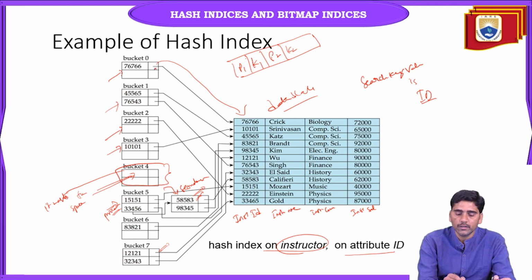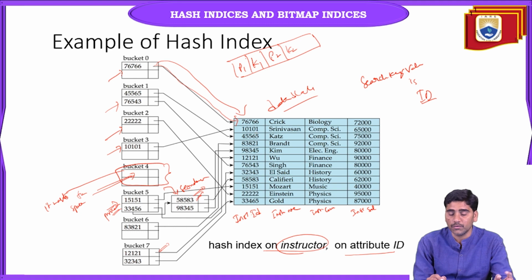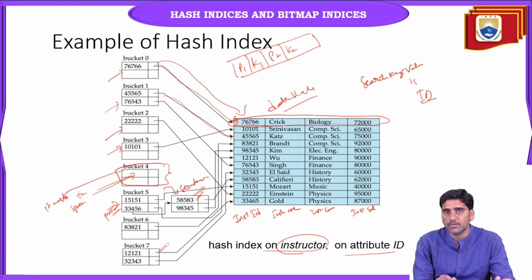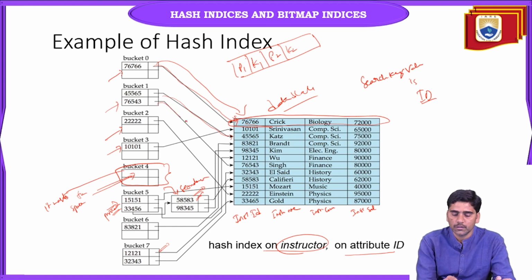Now this search key points to the particular record where the actual data is present. This search key value points to the particular record which you want to fetch, so it identifies and fetches it. You can fetch this record because the search key value is present in the bucket 0 record. Similarly bucket 1 has two search keys. One search key is 45565, which points to the particular 45565 record, and similarly 76543 points to the next record, which has 76543.